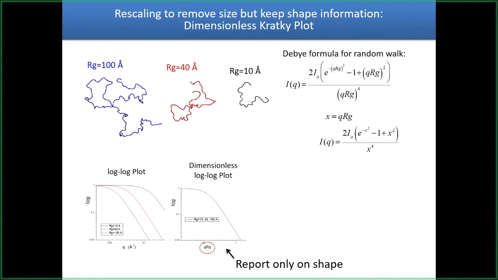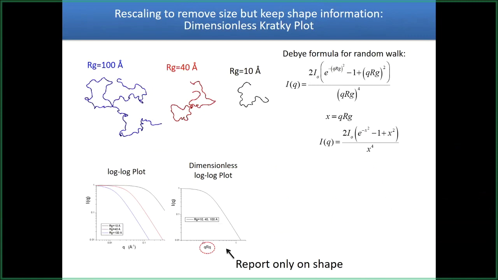In other words, the scattering from my random walk is different depending upon the size. But if I scale out that size, I do a substitution, x equals q Rg, and now you can see it just becomes a simple function of x. The Rg gets assumed into this change in axis, and then I get everybody on top of each other. So when you do this rescaling, it only reports on shape. These essentially are the same molecule once you normalize out the overall size.